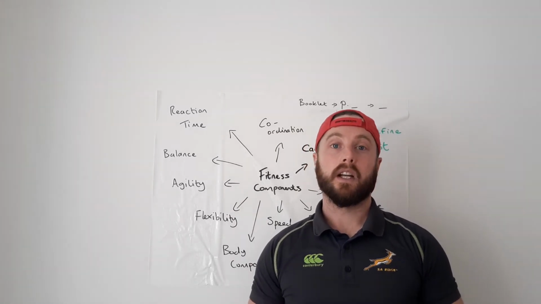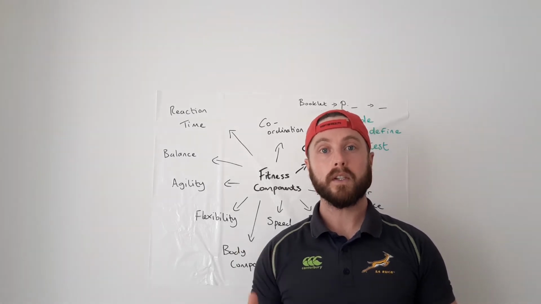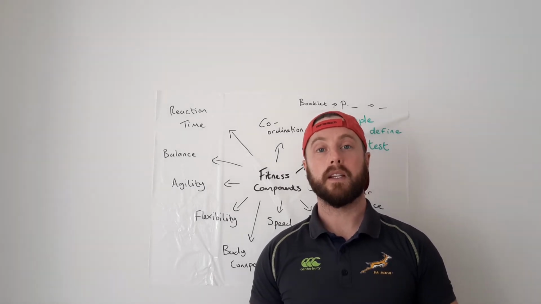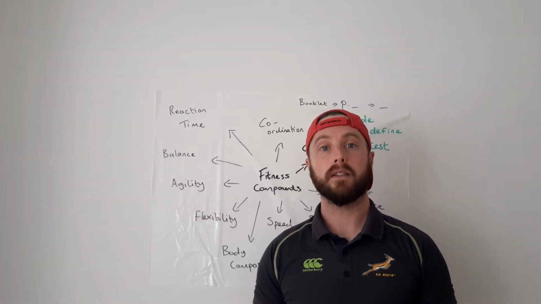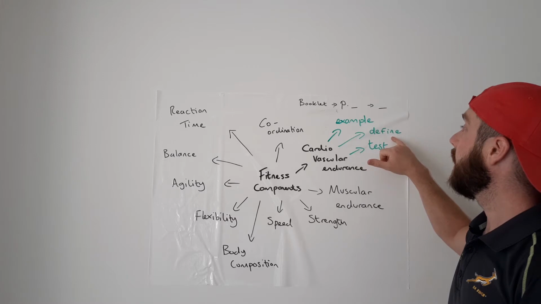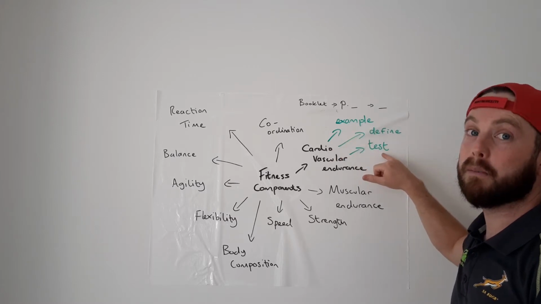The aim of this really is just to recap some of the work we've done in year 10. The first task we're going to do is a mind map based on the fitness components. Now I'm going to ask you to pick 4 components and give a definition for that component, an example, and a test name for each component as well.